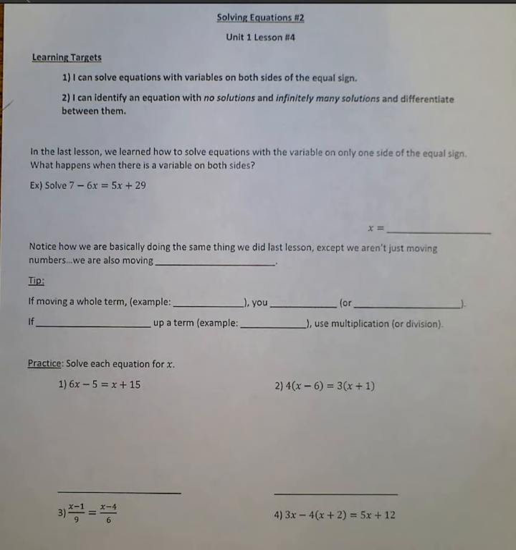Alright, in the last lesson we learned how to solve equations with variables on one side of the equation, or equal sign. What happens when there's a variable on both sides? So, in this example, we have 7 minus 6x equals 5x plus 29. What do we do if we're trying to solve for x? Remember that our strategy was to get the variable by itself. That's what we were going to do. If we could get the variable on the side by itself and the numbers on the other side, then we could solve it. And that doesn't change here.